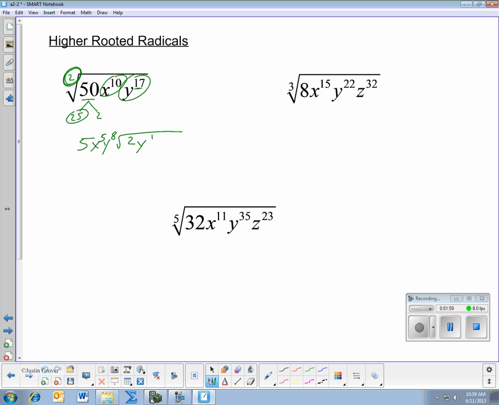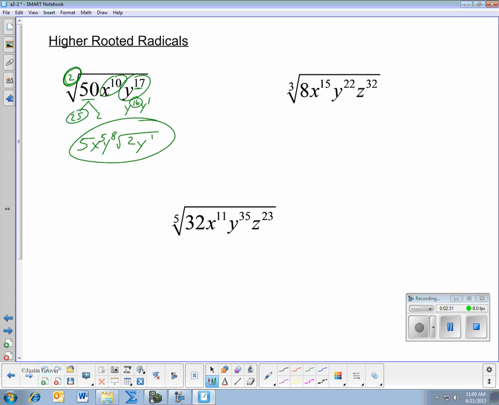And the reason why it's 8 remainder 1 is because you could think of y to the 17th as y to the 16th and y to the first. The 16 is the even part that gets divided by 2, and that's why 8 comes out. And so we leave 1 inside. When it comes to square root and exponents with variables, we only ever leave 1 inside, because if we have more than 1 inside, that means it can be divided by 2. So that's square root.